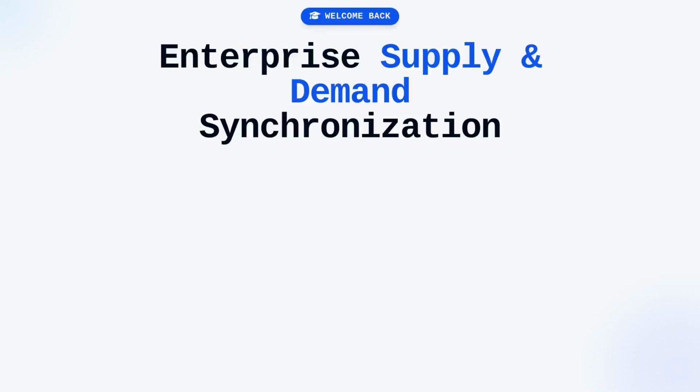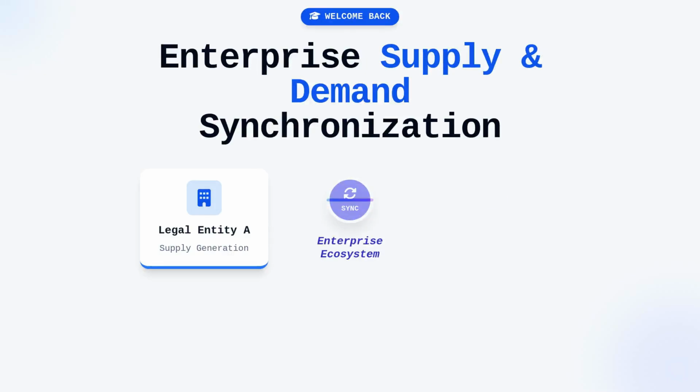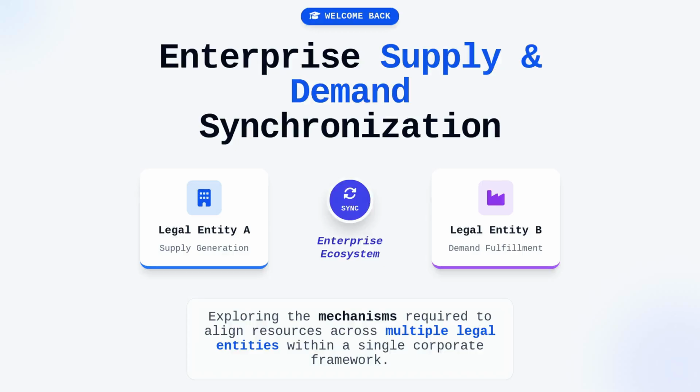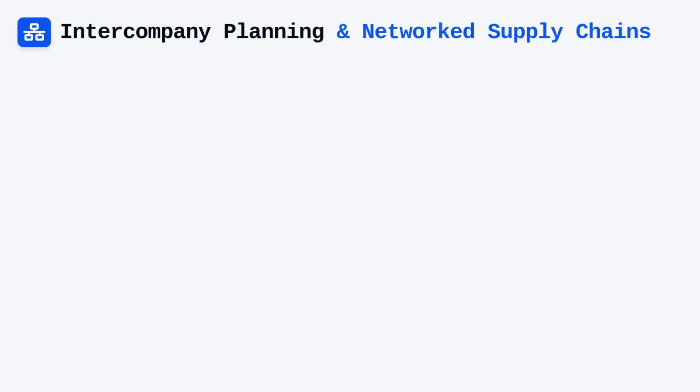Welcome back. In this lecture, we will explore the mechanisms required to synchronize supply and demand across multiple legal entities within a single enterprise ecosystem. Intercompany planning is essentially a distributed extension of standard master planning, where the output of one legal entity acts as the primary input for another.